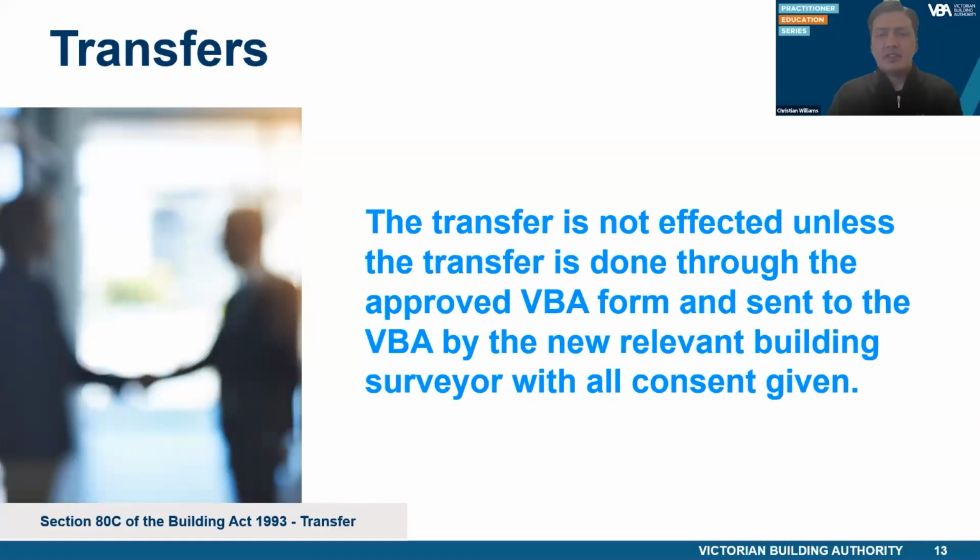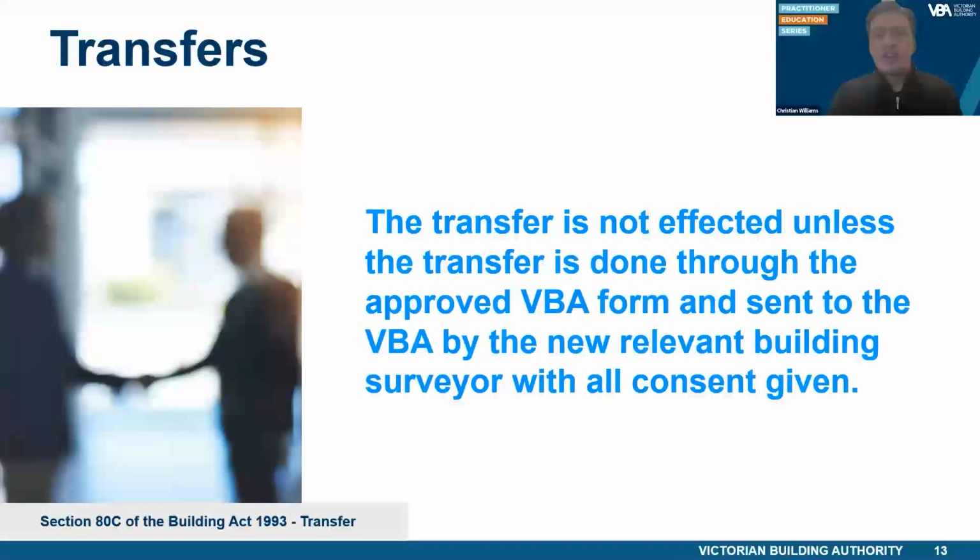Section 80C of the Act allows a private building surveyor to transfer their functions to another registered building surveyor. This is to enable the project to continue, for example, where the private building surveyor wants to go on holiday. The transfer of functions must be initiated by the transferring building surveyor and is contingent on the acceptance of the person who appointed the private building surveyor and acceptance by the new relevant building surveyor to take on the functions.